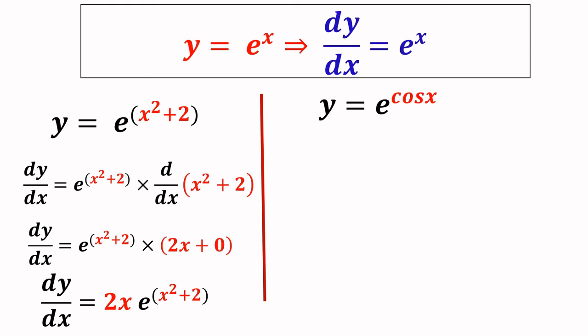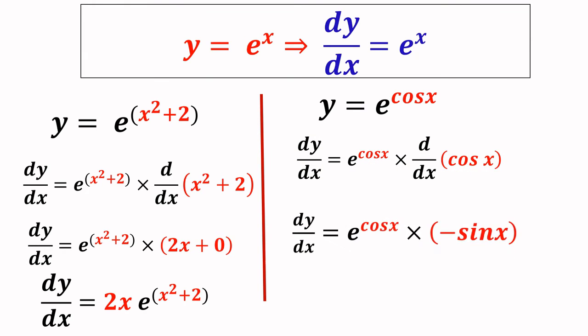Let us go for y is equal to e power cos x. Derivative of e power x is e power x. e power cos x will be e power cos x into differentiation of that cos x, chain rule. Then differentiation of cos x is minus sin x. Therefore, minus sin x into e power cos x.